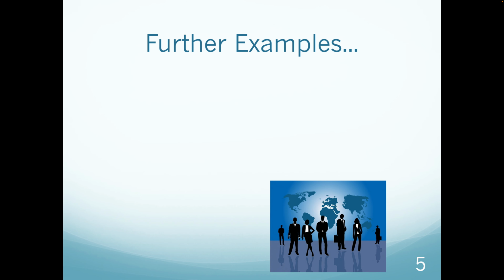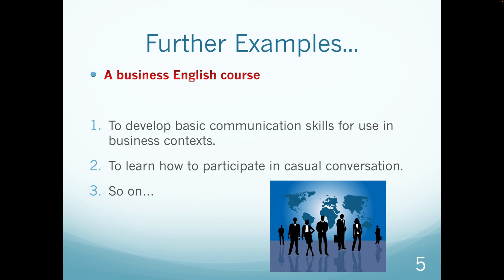Let me give you additional examples. We have another course. This is a business English course, and we have a couple of goals or aims. Number 1, why do we need to teach this course, or what is the outcome behind teaching this course is, number 1, to develop basic communication skills for use in business contexts. Okay. The second goal would be to learn how to participate in casual conversation. Okay. So that's another way of stating your goals.